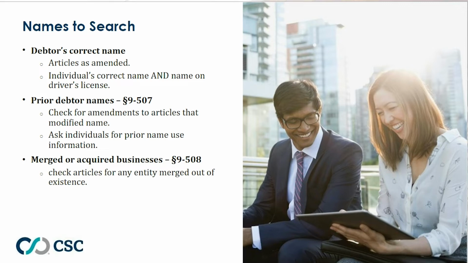And moving on to the final point, we're talking about merged or acquired businesses. That would be Section 9-508 of the UCC law. Check the charter documents for any mergers on record and consult an attorney to determine whether any of the non-surviving entities that are a party to a merger need to be searched.